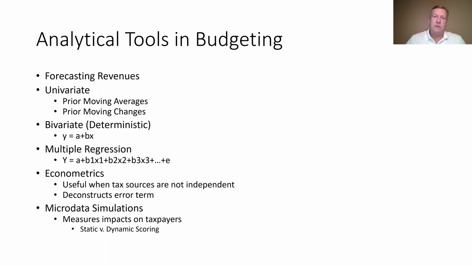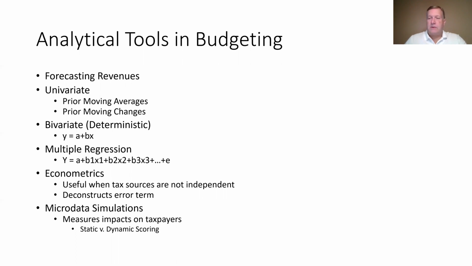to forecast revenues. So one of the simplest ways in which you can forecast revenues is through what we call univariate analysis. Univariate analysis, we will not use any additional variables to forecast our revenue, and we'll base our revenue projections for a future year essentially on what we generated in previous years. So two very basic univariate approaches to forecasting revenue are what we call prior moving averages and prior moving changes.